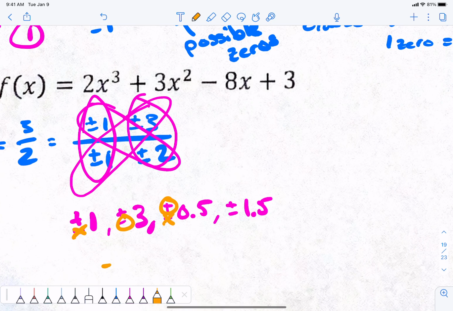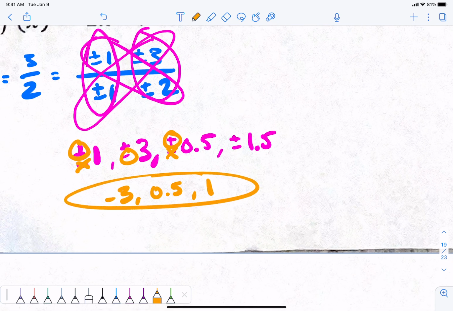We got 2 of them. We got negative 3 and we've got positive 1 works. 0.5. 1 works? Okay, then we're done. Stop. Well, stop where you are. Because we have all 3 of them, right? None of yours are going to work.